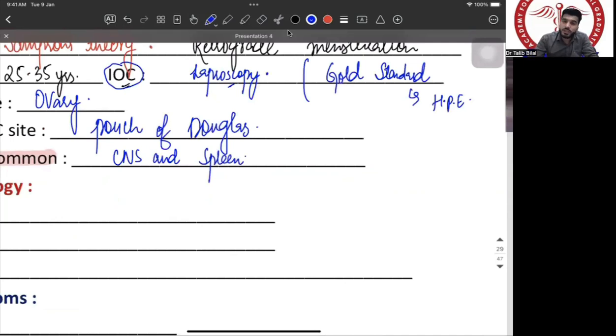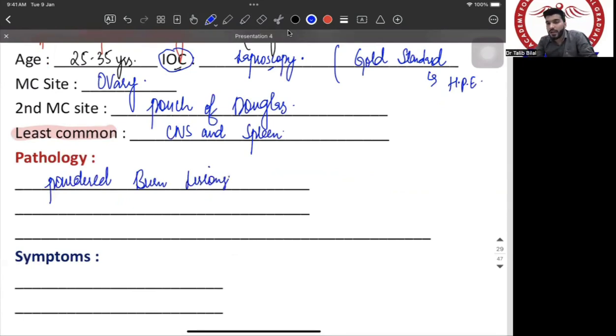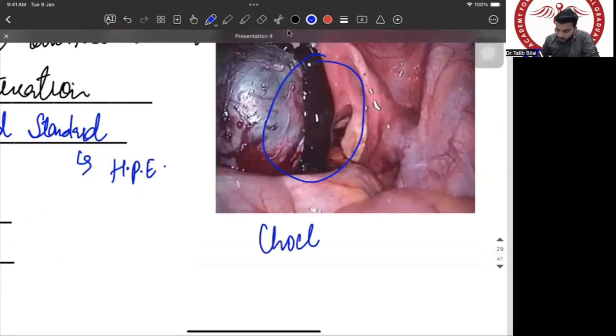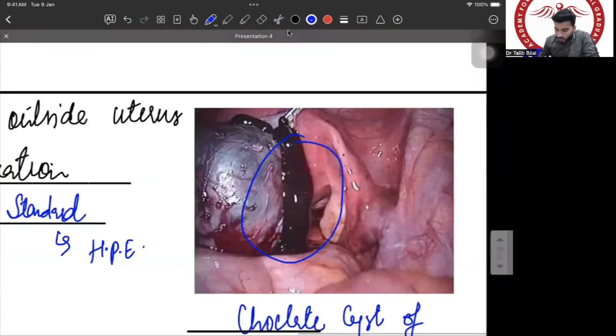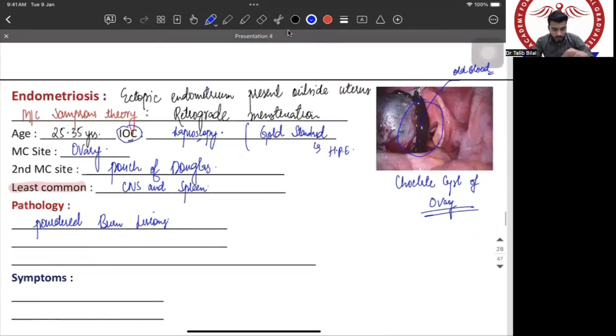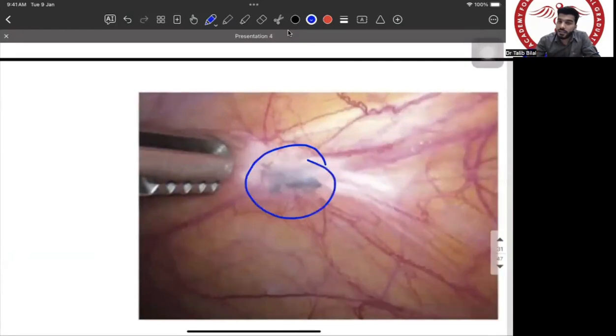If we talk about the pathological or laparoscopic features of a patient having endometriosis, we are going to have powder burn lesions. That is the number one thing that you will find in your clinical cases. On laparoscopy, we'll see a cyst filled with old blood, giving a picture of a chocolate cyst of the ovary. The chocolate color is because of the old blood inside the cyst. This is the laparoscopic view of a chocolate cyst and powder burn lesions.